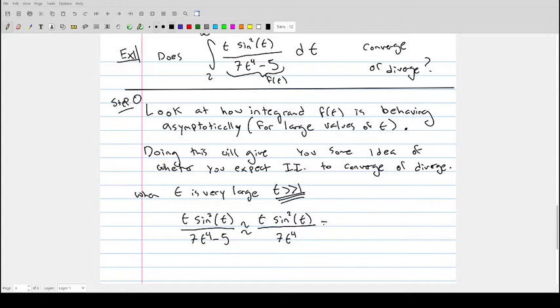So this expression is the same thing as sine squared of t over 7t cubed, which is always less than or equal to 1 over 7t cubed, because sine is always between 1 and negative 1, which means sine squared will always be between 0 and 1.